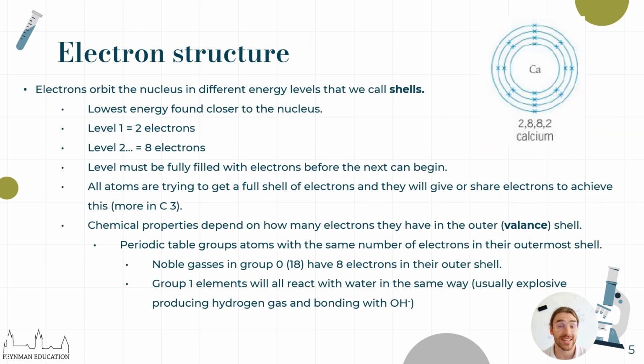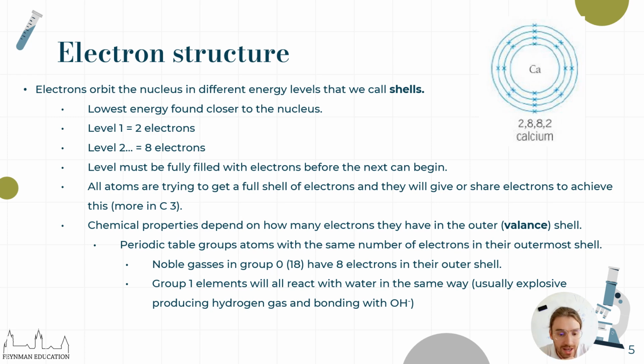Okay, so let's look at electron structure. When it comes to how electrons are going to be spinning around our nucleus, we know that they are going to be spinning in different energy levels. They don't just spin in the same orbit, they have different levels that we call shells. Now, the lowest energy shell is found closer to the nucleus, and as we get further away from the nucleus, the more energy those electrons have.